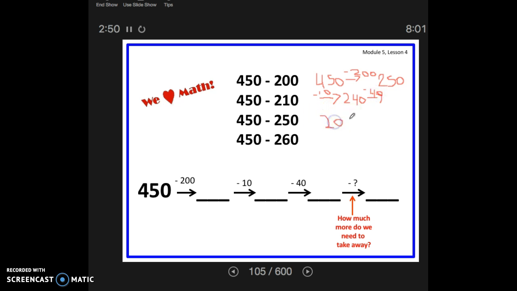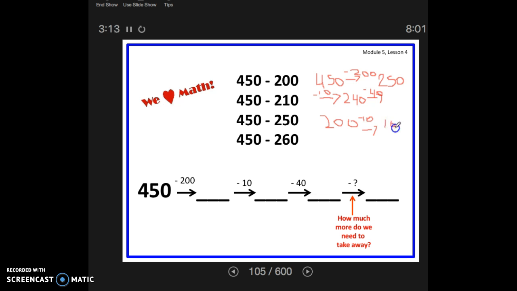Okay, so now I have to look at my last one. What's the difference between 250 and 260? The difference is 10. So I have to subtract my 10. And what am I going to get as my answer? You got it. We're going to get 190.